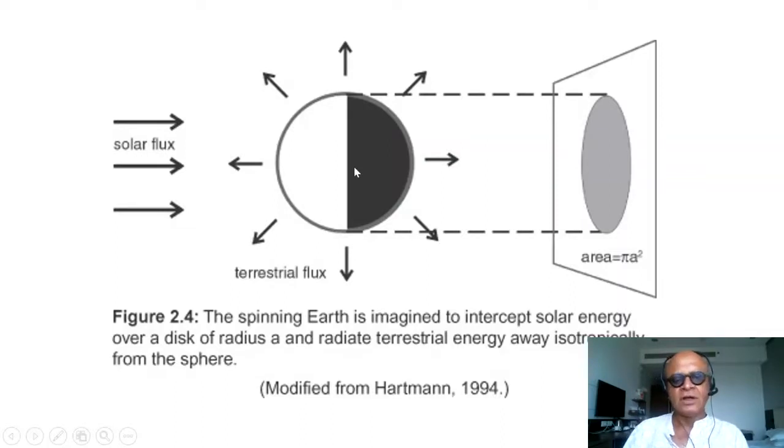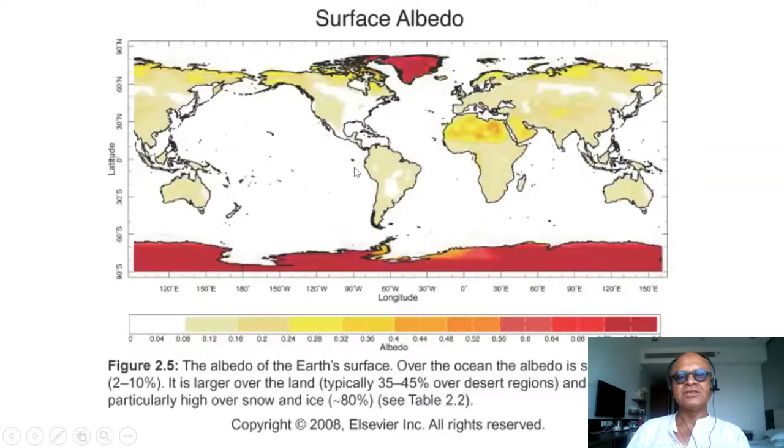squared, obviously, and the surface albedo distribution looks like this, with bright surfaces of the Greenland glacier, Antarctic glaciers. Deserts tend to be very bright, mountain glaciers here, snow on the land, and so on.